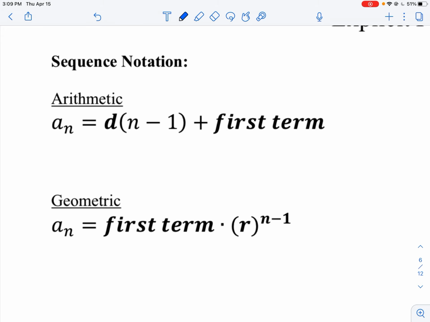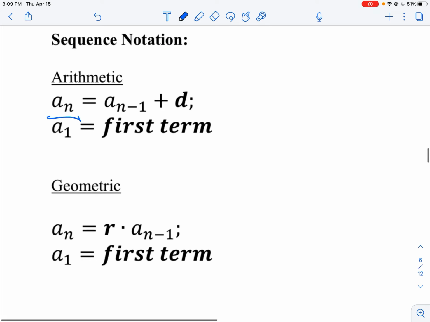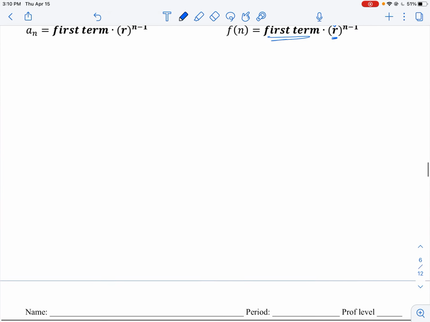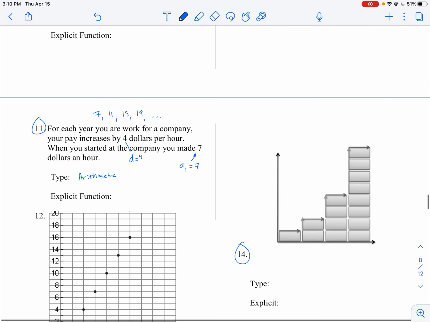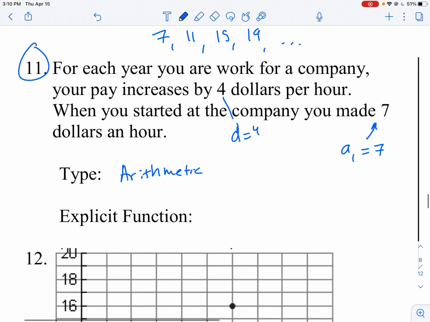The difference between a sub n and f of n is just notation. You can replace a sub n with f of n, and it means the same thing. So yeah, we're just switching so you can get used to seeing both again. So right, a sub 1 is 7 and d is 4. So I'm going to write out my explicit function.